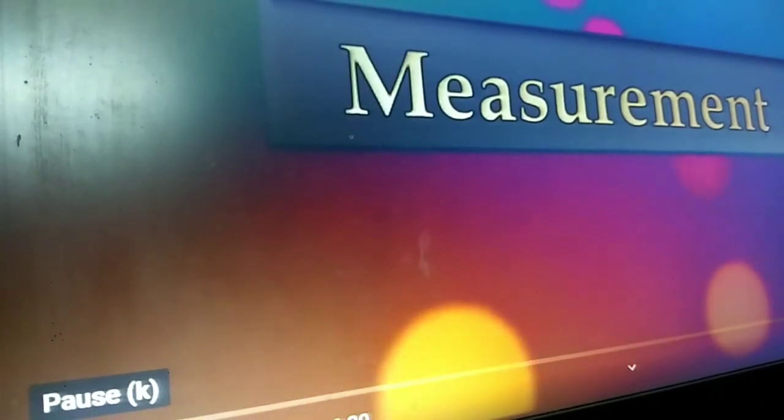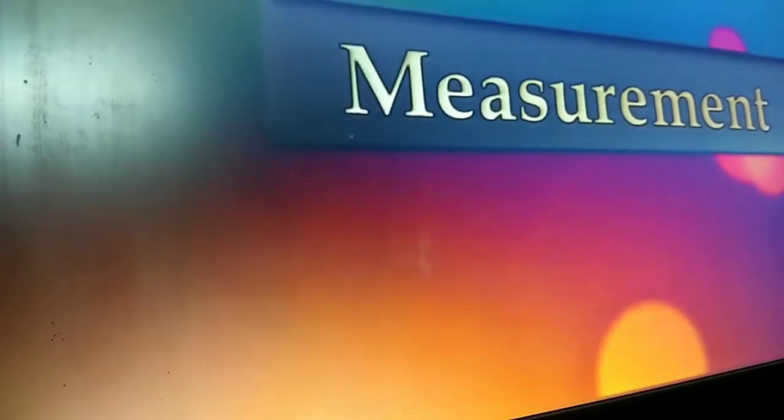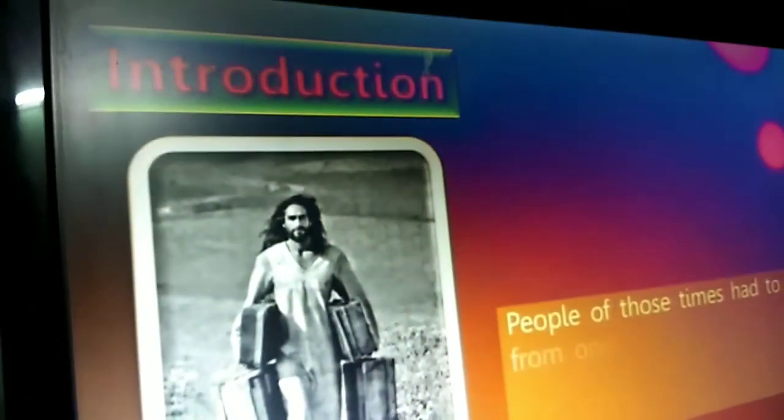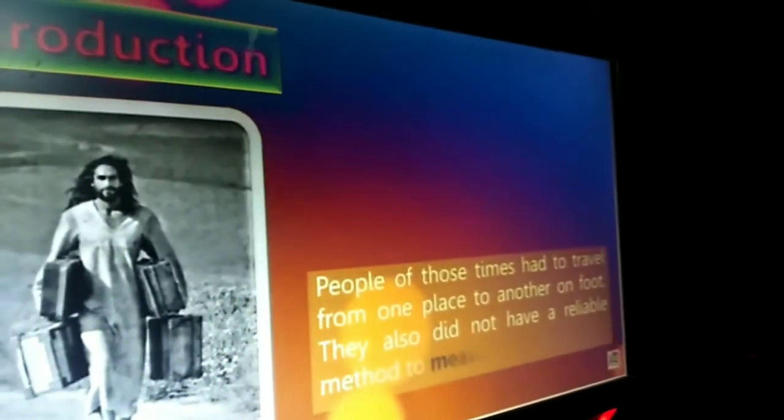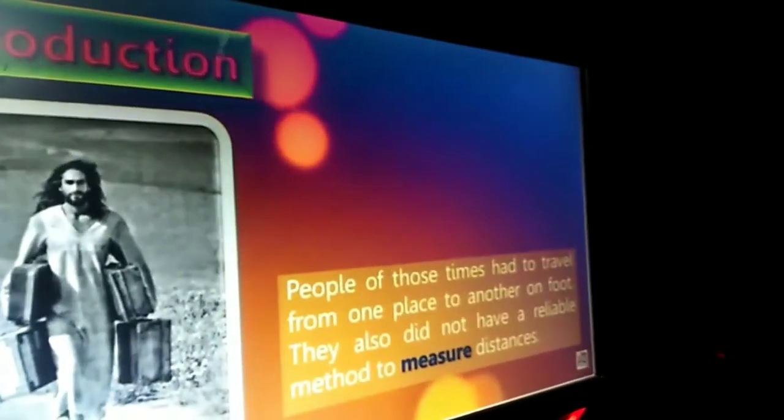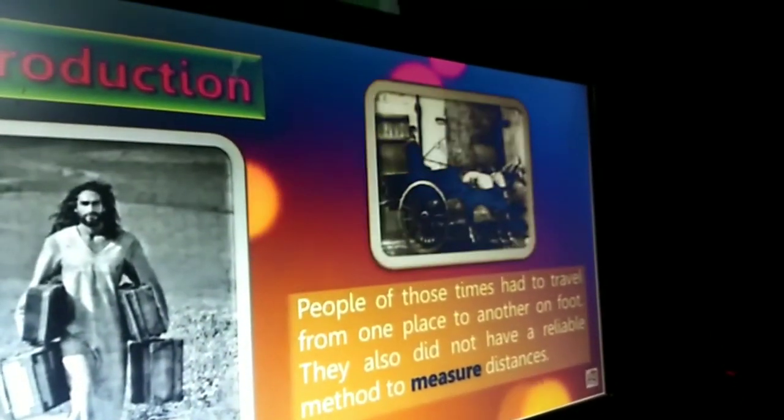In this section, we learn about measurement and motion. Introduction. Could you think of a time when there were no cars or aeroplanes? People of those times had to travel from one place to another on foot. They also did not have a reliable method to measure distances. Slowly all this changed. Now we learn how it happened.